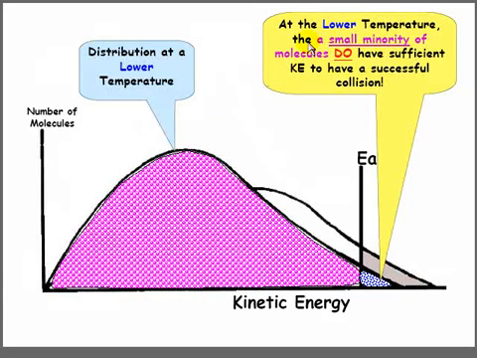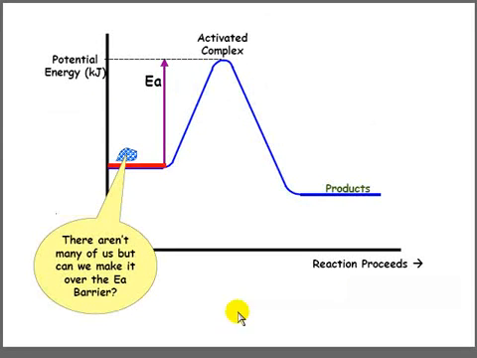At this lower temperature, there is a small minority of molecules that do have sufficient kinetic energy for a successful collision. This is indicated by the small number of blue molecules on this graph. So let's look at them on the potential energy graph.